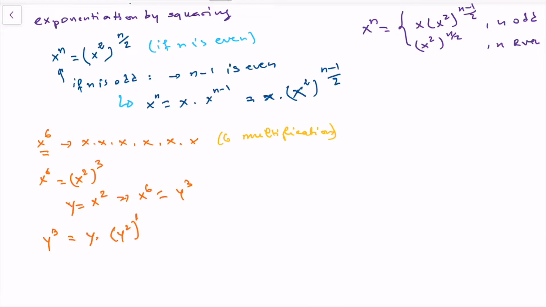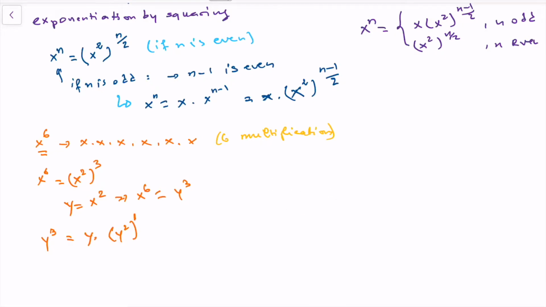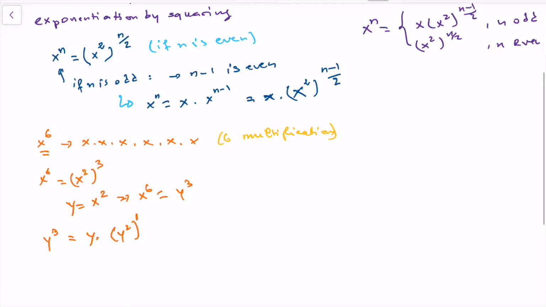And so if we plug this into the formula, x squared to the power of 3, right? And so y is x squared, so that would mean we have x to the power of 2 multiplied by x to the power of 2, the whole thing to the power of 2, right? We just plug in y in its position here, right?